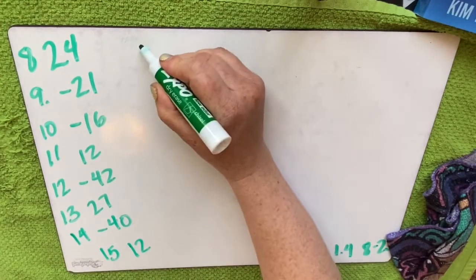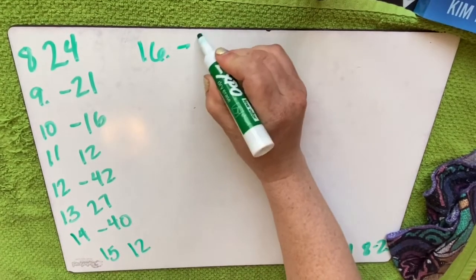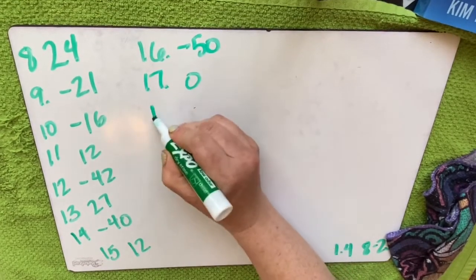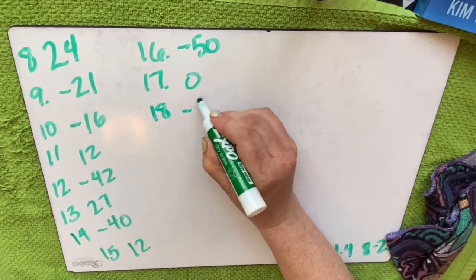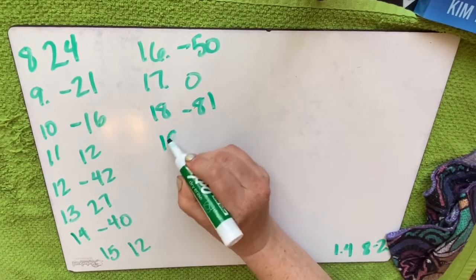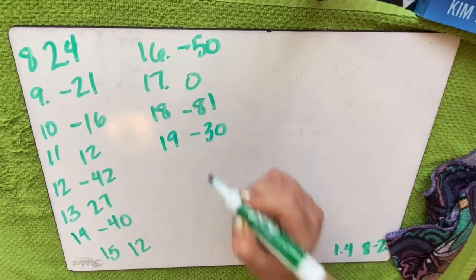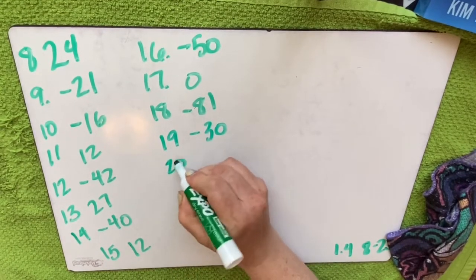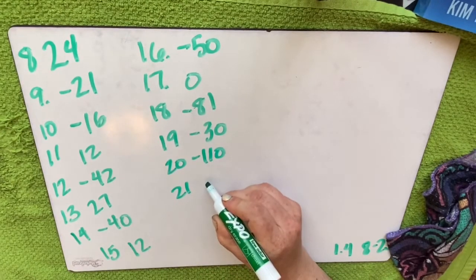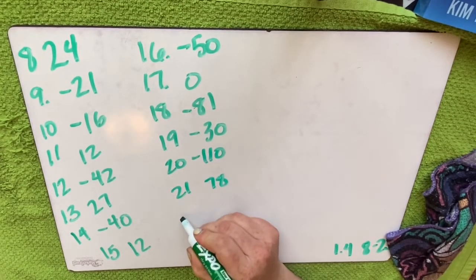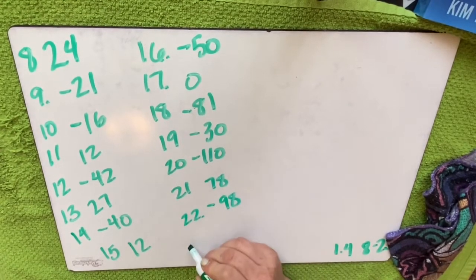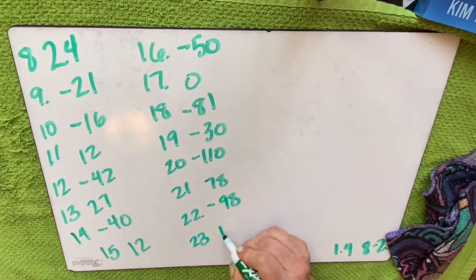12. Number 16 is negative 50. Number 17 is 0. Number 18 is negative 81. You can't have negative 0, just FYI. 19 is negative 30. 20 is negative 110. 21 is 78. 22 is negative 98. 23 is 121.